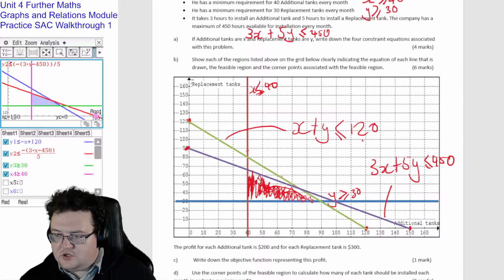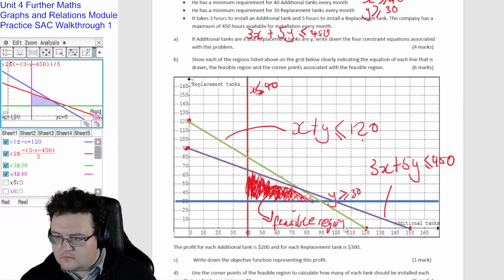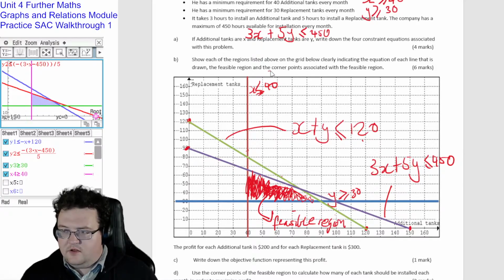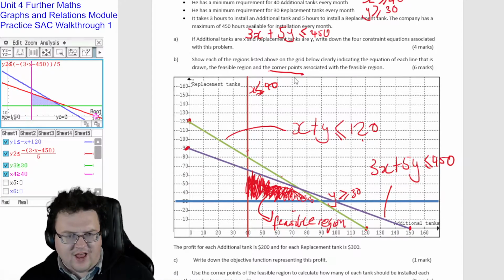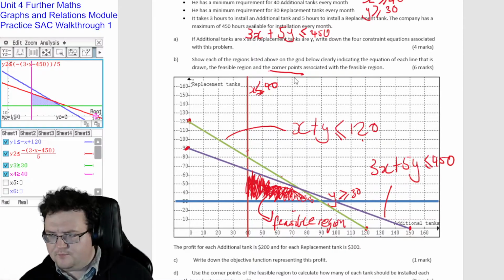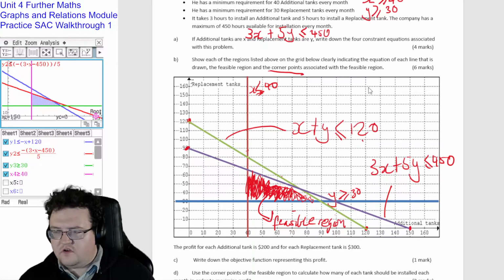The only other thing we need to do is indicate that this area here is our feasible region. And then there's one more thing, and it's this one here, the corner points. So as you're going through the question, sort of mentally tick off the things that you've done and put on your graph. The corner points associated with the feasible region.